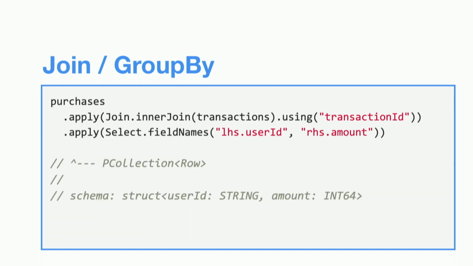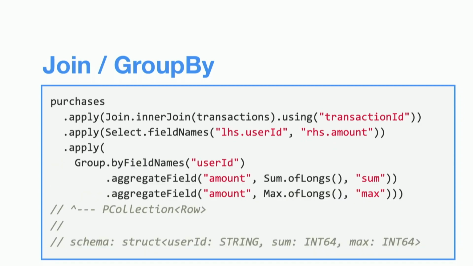To work with that, we can use select again. So let's say we are interested in user ID from purchases and amount from transaction. As you see, select is actually very nice because it allows us to select nested fields as well. And then we can do group by. So for group by, we can have multiple aggregates as much as we want, and we specify a list of fields as just strings.